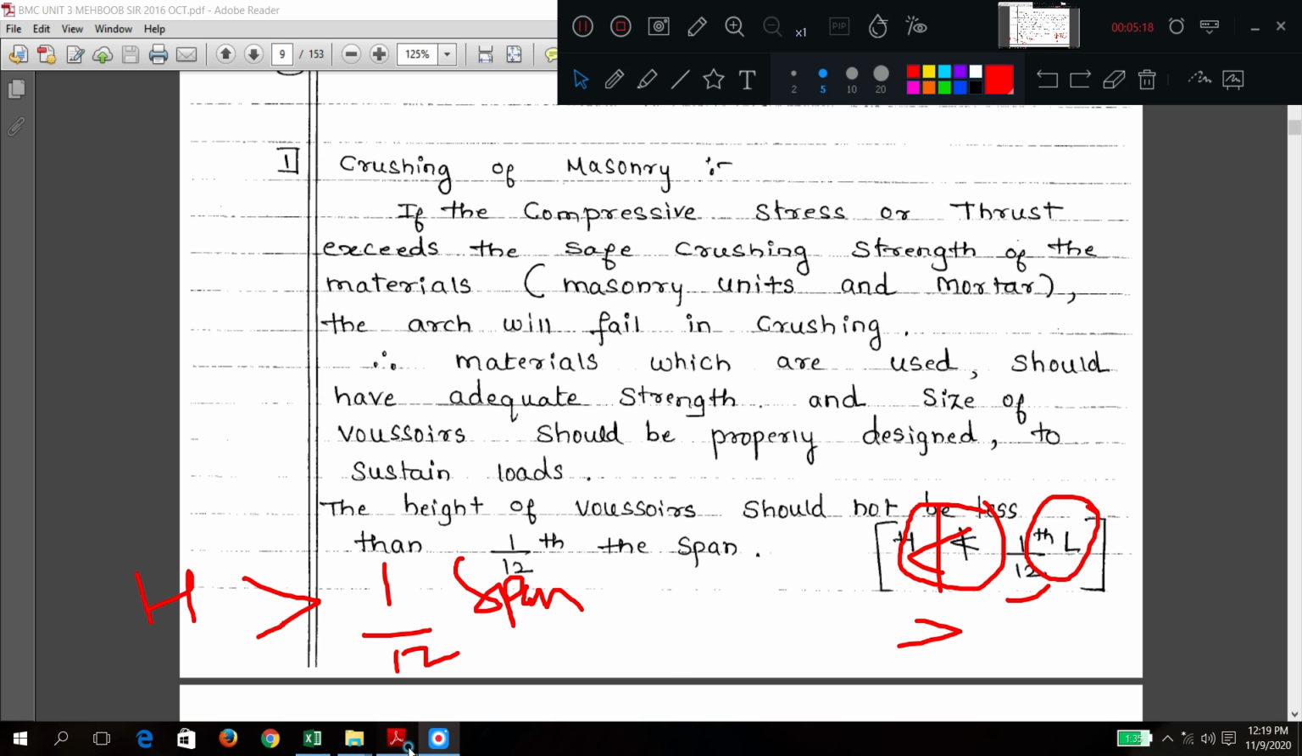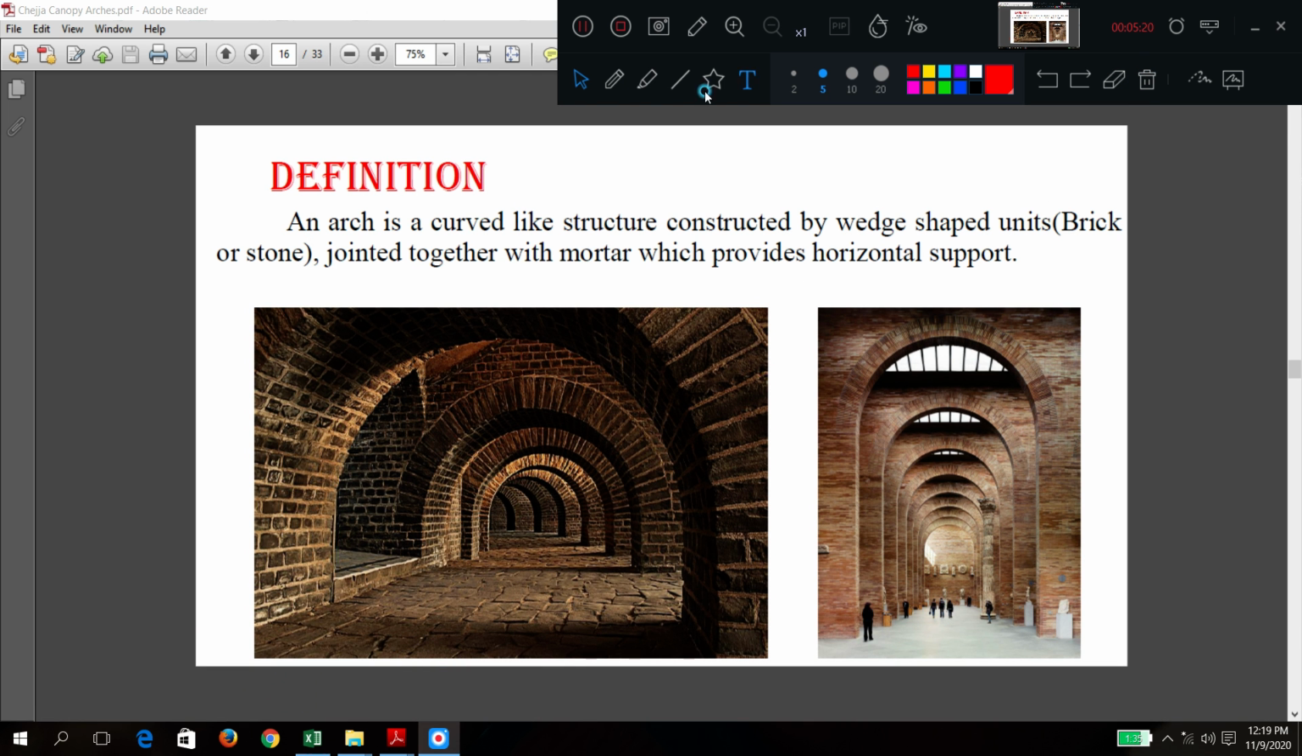So in the diagram, how you can understand: this depth should be more than 1/12 of this span. I hope it is clear now. This is the H, this is the L. So H should always be more than 1/12 of the L. If these three conditions are met, then crushing is not going to take place.